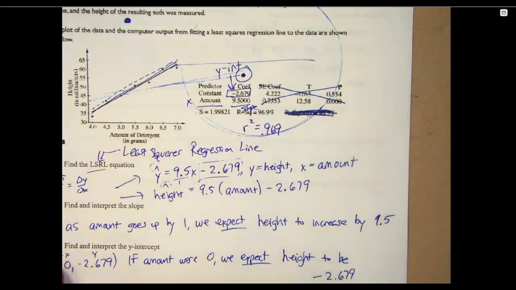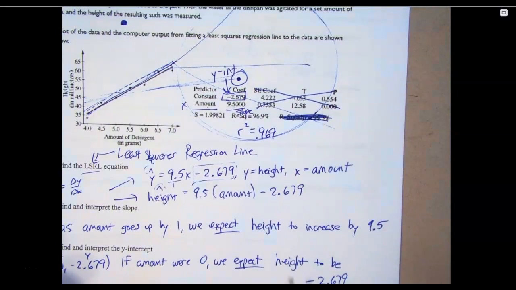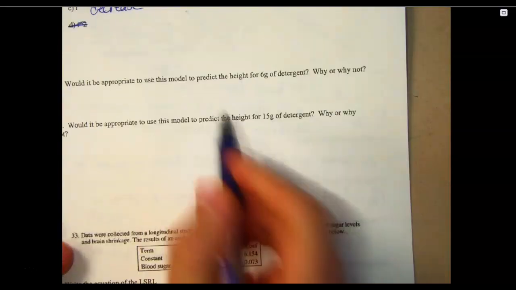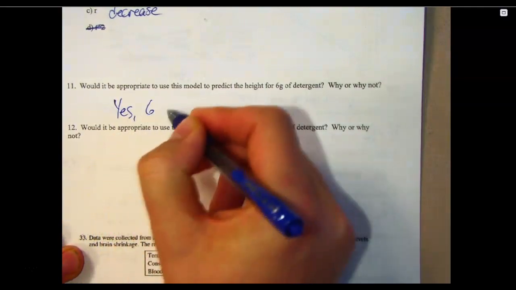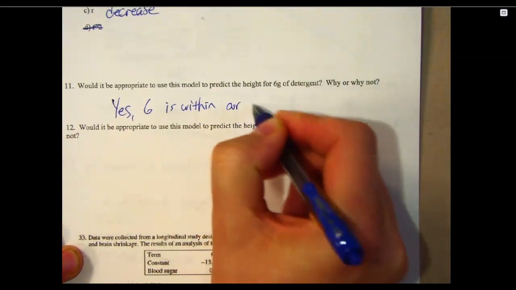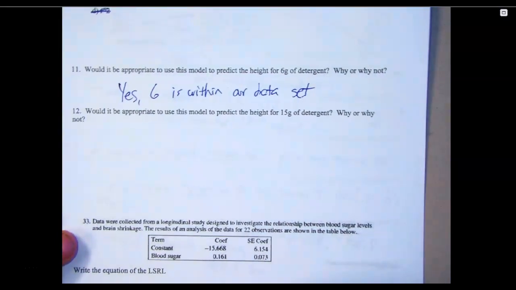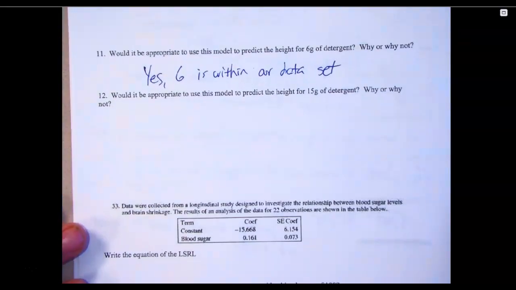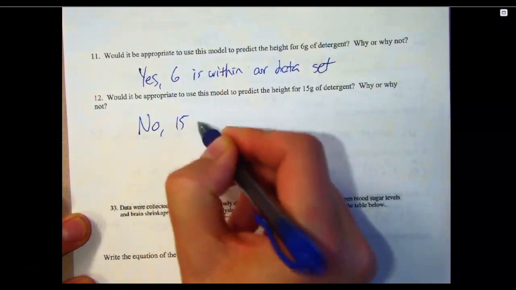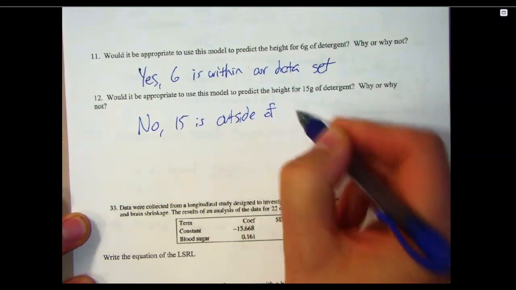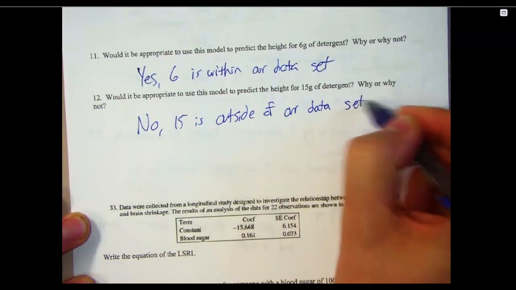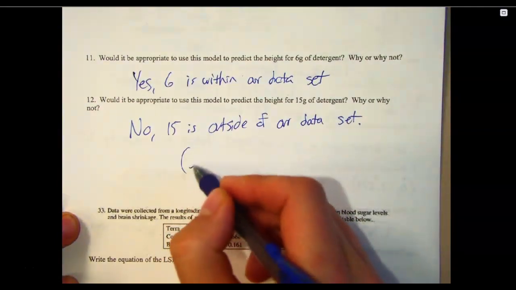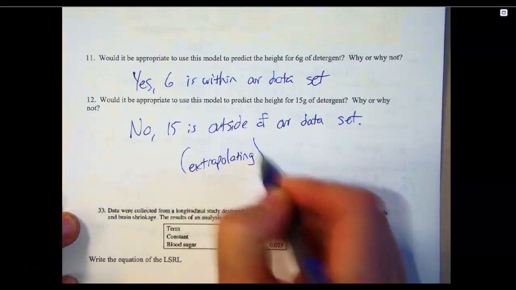So you can't just assume this pattern continues. It could be that at this point it just goes flat. At this point it goes way up. At this point it goes down. I have no idea. So you don't want to, let's call it extrapolate: using data you have and just assuming it continues in that pattern. That's not necessarily going to be the case. So would it be appropriate to use it to predict the height for 6? Yes. 6 is within our data set. Would it be appropriate to use this for a height of 15? No. 15 is outside of our data set. So that's called extrapolating. You don't have to really know that word. You just describe it.